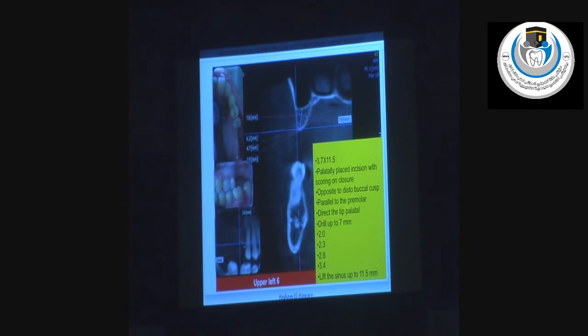Following the clinical and radiographic evaluation, the final treatment plan was written. In this case, you can see that the fixture dimensions were determined. It's planned to be 3.7 millimeters in diameter and 11.5 millimeters in length, taking into consideration that the available bone height is 7.8 millimeters. So the sinus was planned to be lifted by nearly 4 millimeters.